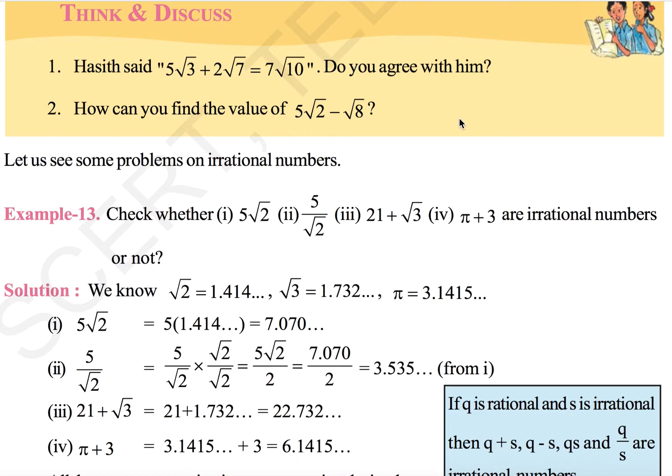How can you find the value of 5 root 2 minus root 8? Root 8, you write it as 2 root 2. So 5 root 2 minus 2 root 2 will be 3 root 2. Let us see some problems on irrational numbers.